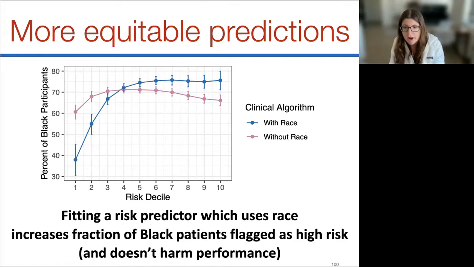It also results in more equitable predictions. In particular, if you fit a risk predictor which uses race in this way, it actually increases the fraction of Black patients who are flagged as high risk, and it does not harm the performance of the predictor. If anything, predictor performance increases somewhat.